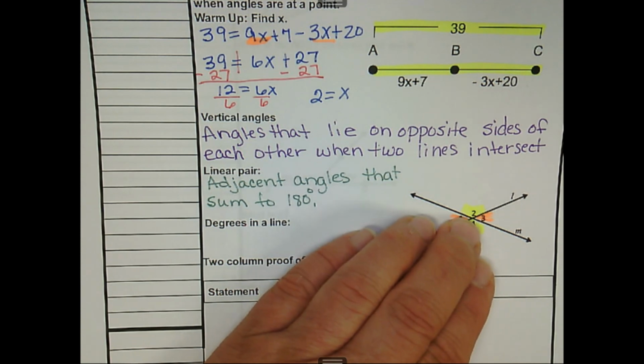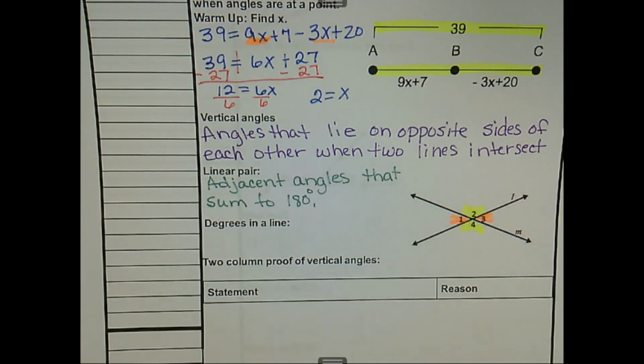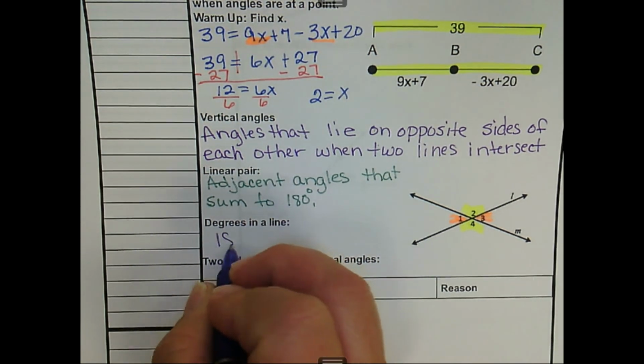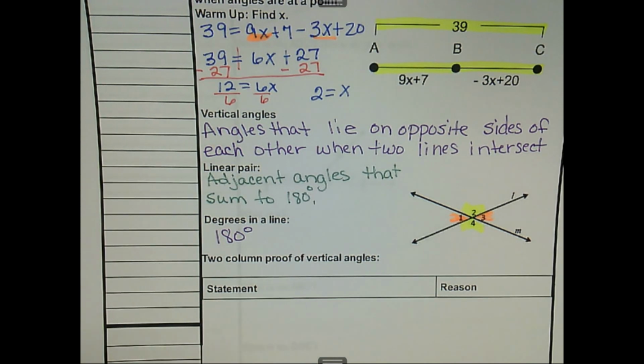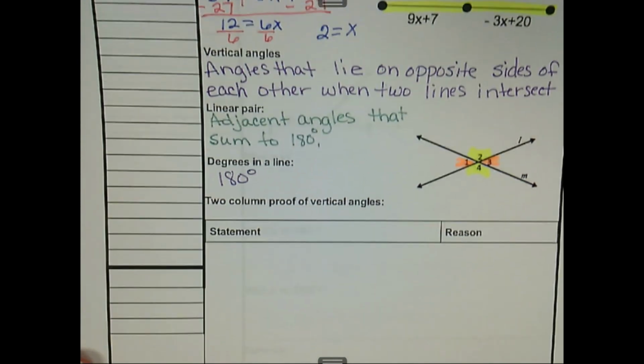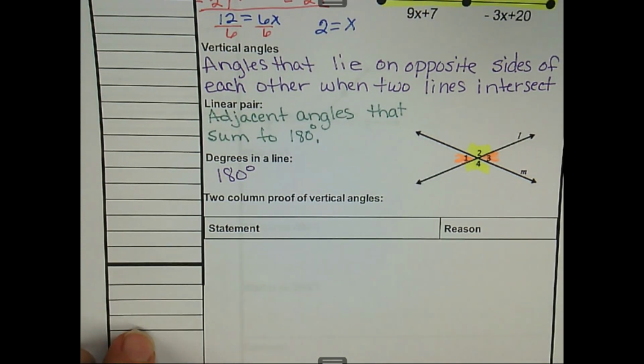Why is it 180 degrees? Because the degrees in a line are 180 degrees. That's something you need to remember. We will use it from here till the end of the school year in this class. So we're going to do a 2-column proof about vertical angles.